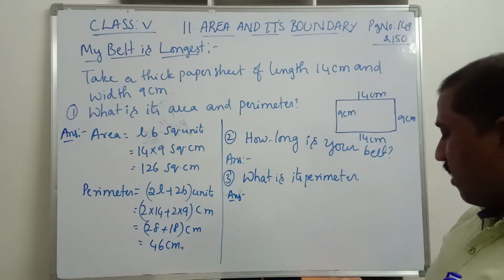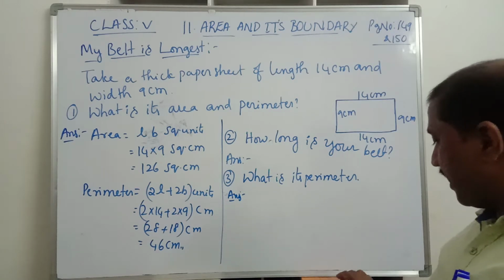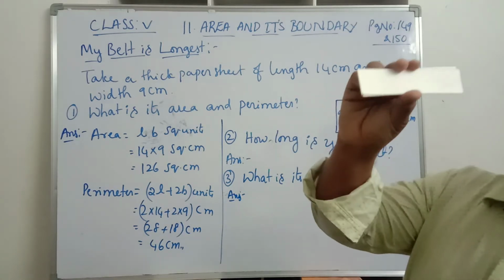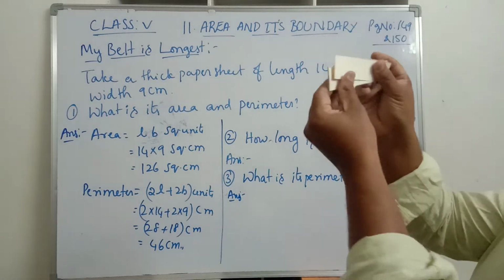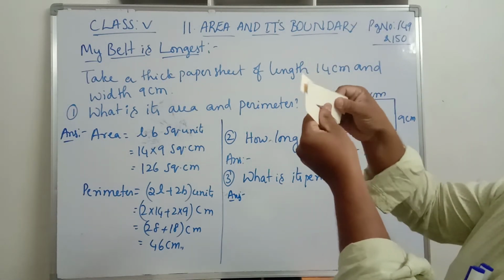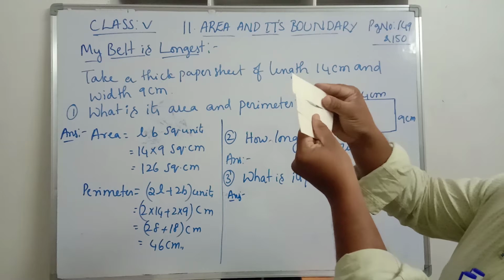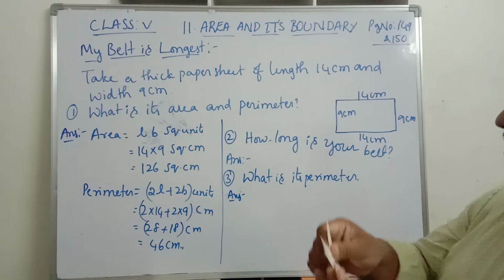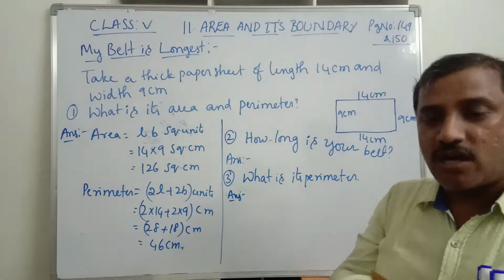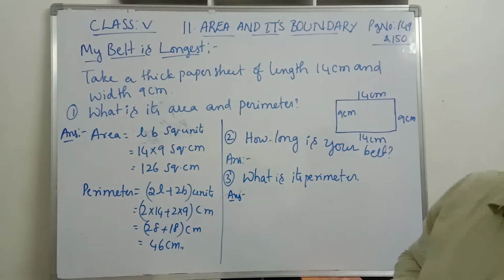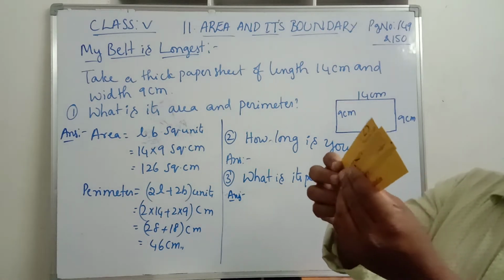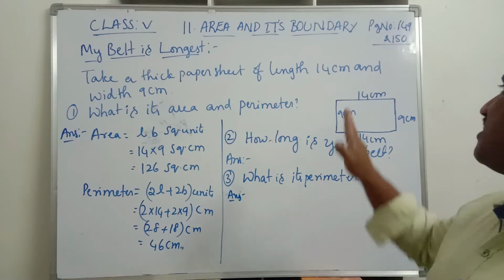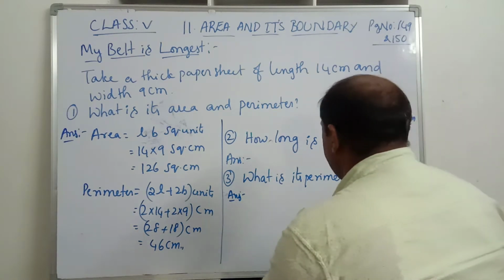Now I divided the paper strip into 3 strips of equal size. What is the width of each one? The total width of this sheet is 9 centimeters. When it is equal, each will become 3 centimeters, 3 centimeters, 3 centimeters. How many strips did I make? I made 3 strips. What is the width of each strip? It is 3 centimeters. And there is no change in the length, that is 14 centimeters only.